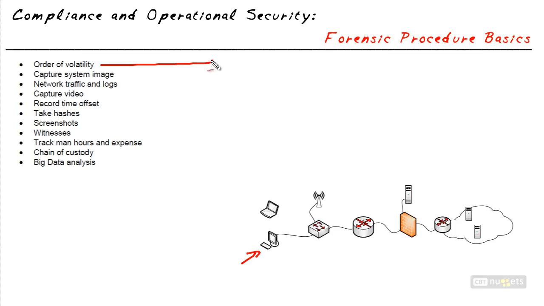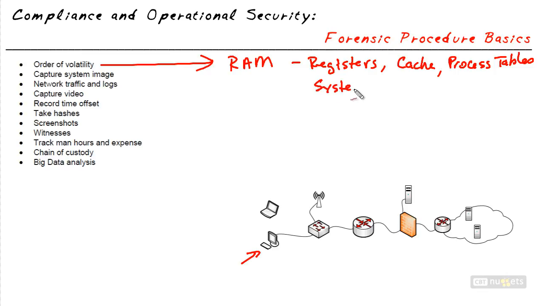And the order of volatility regarding what information might go away very easily if we're not careful would be anything that's in random access memory or RAM in Bob's computer. So that could include things like register information, cache, process tables, system information, and anything else that is sitting in RAM or part of RAM. So if we turn Bob's machine off, all of that information that was in RAM is going to be flushed. It's gone. We can't analyze it if it's not there.